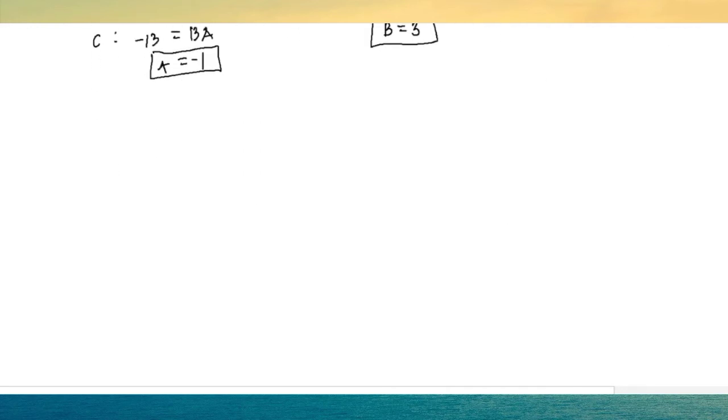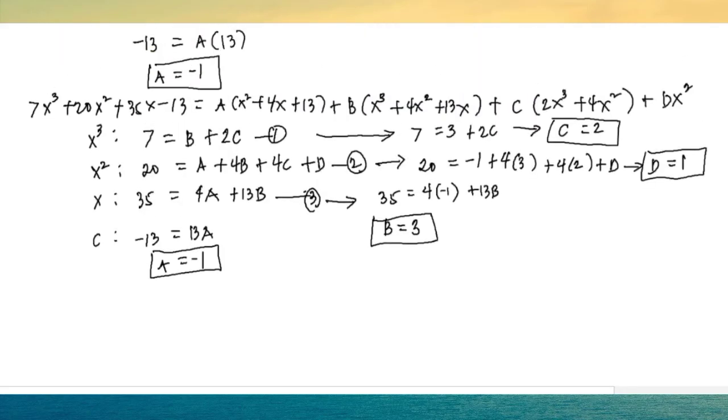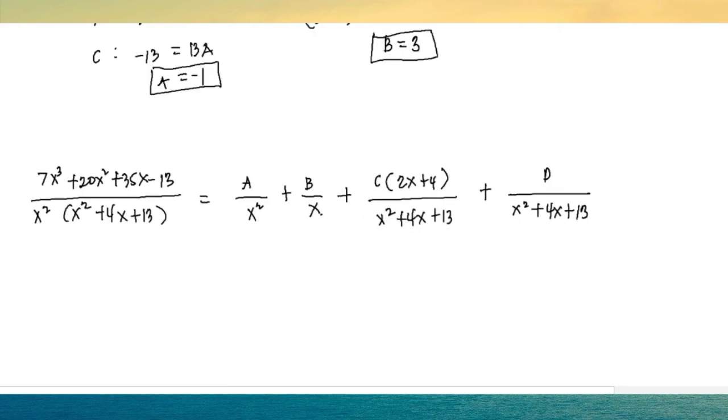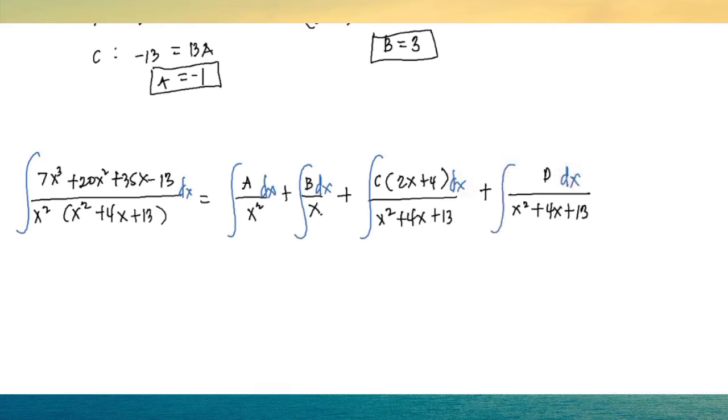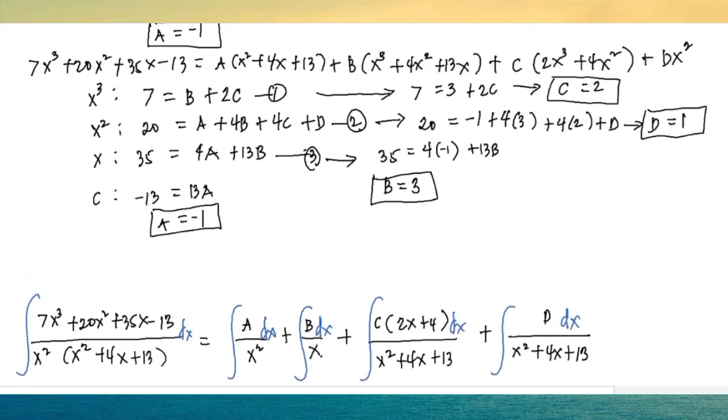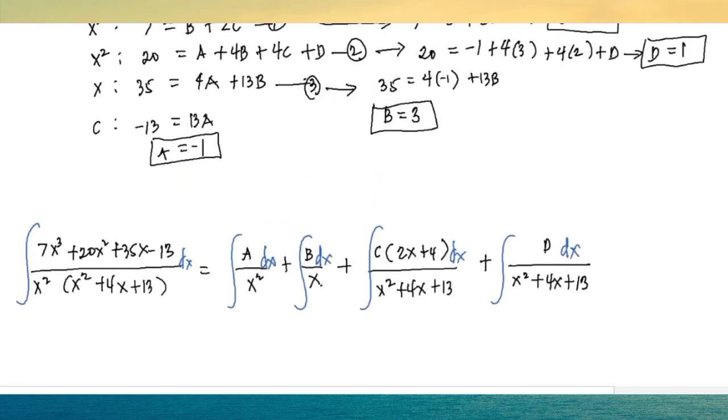So next thing na gagawin natin is isa-substitute na natin. So babalik muna natin yung integral sign, and dx here, and dx here, integral dx here. So substitute na natin yung A, B, C, and D. So we have A is negative 1, so this is negative integral of dx over x squared.